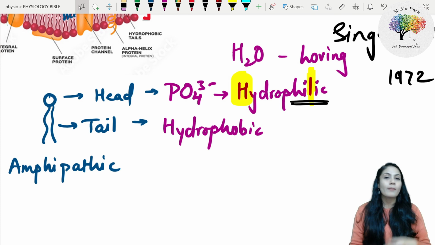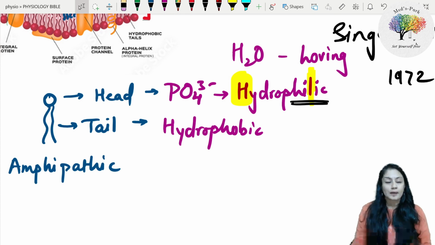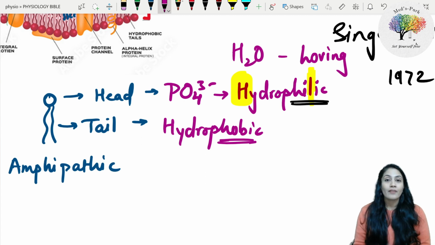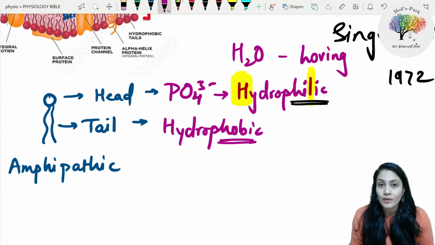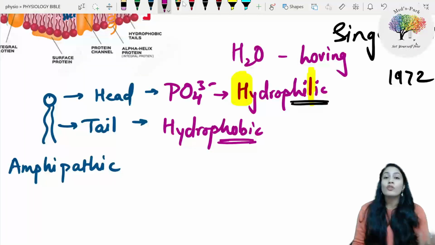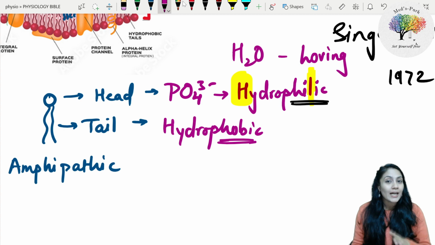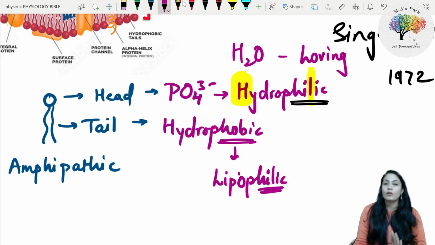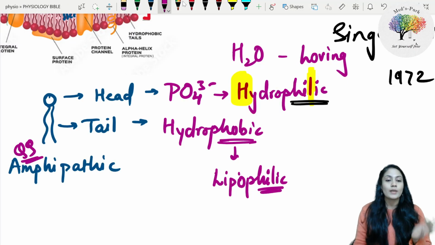And phobia means excessive fear of anything, right? So phobia means it hates the water. Water and lipid have completely different properties, right? So they are in contrast to each other in a way. So I can say that this is hydrophobic. In other words, I can say that it is lipophilic also. So that's why it is called an amphipathic lipid, and that's also the MCQ which usually comes, right?